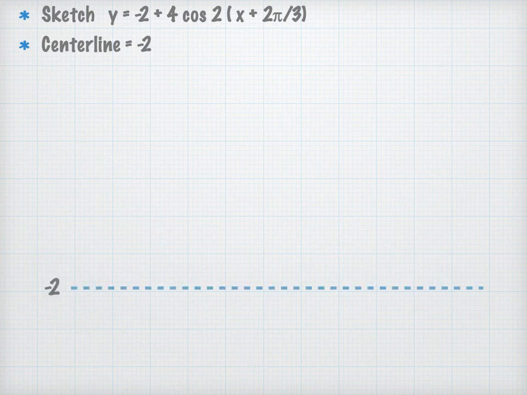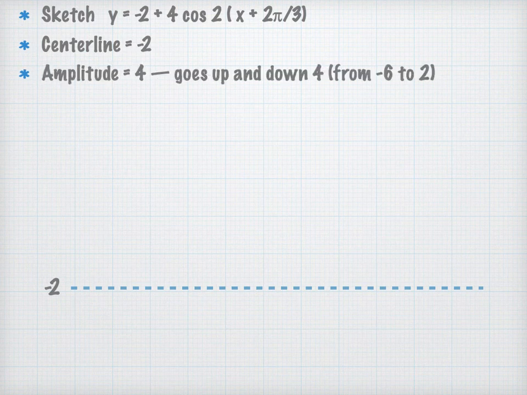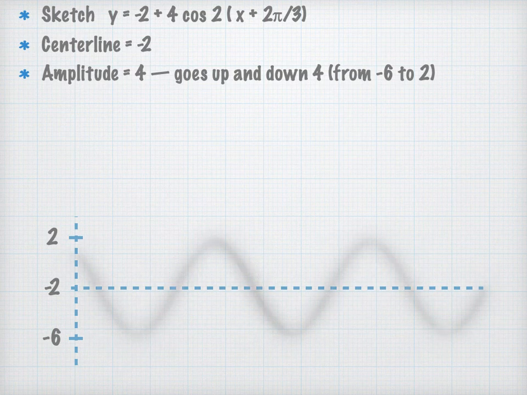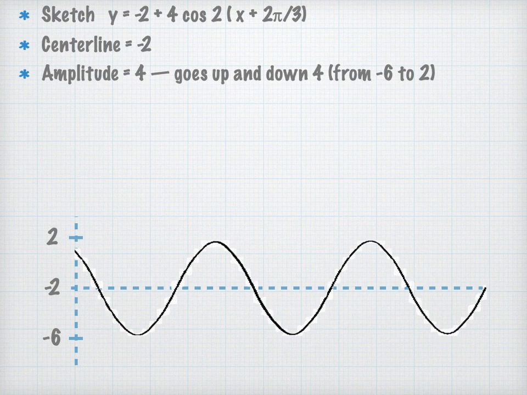That's where we're going. That's our center line. It's not an axis. It's just our center. The amplitude is 4. It's plus 4. So the amplitude is 4. Which means it goes up and down 4. So going down 4 would be -6. Up 4 would be 2. So that gives us our vertical line. Now again, it's not an axis. That's why it's dotted there, because it's not actually an axis. But then we can draw our sine wave, or a cosine wave in this case.